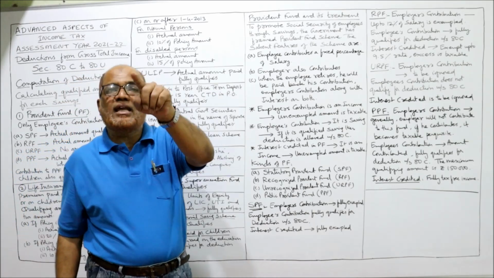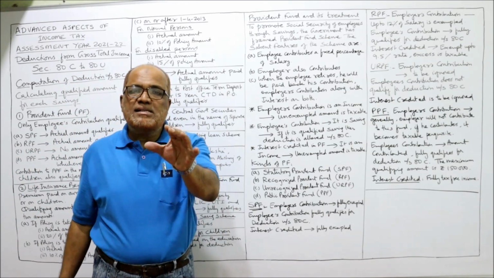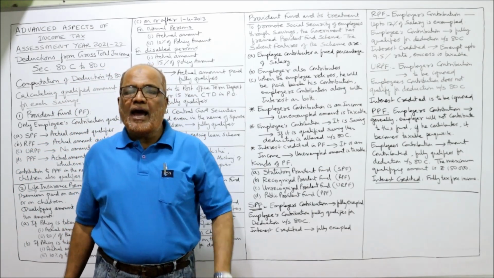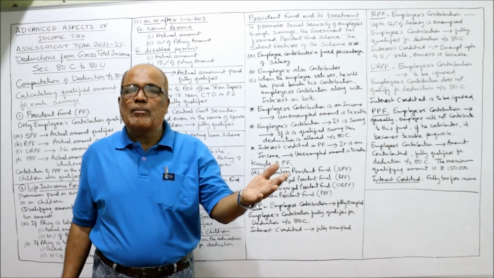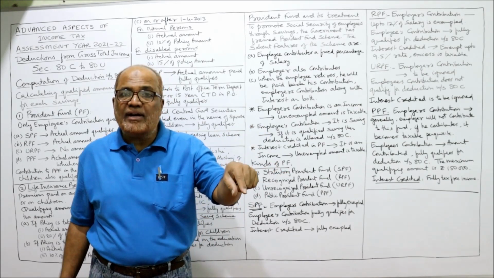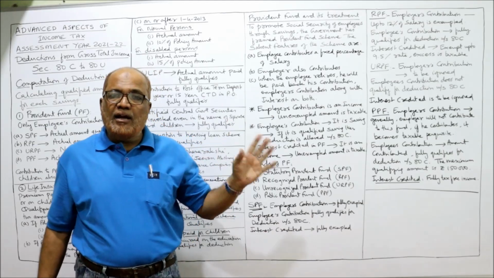The employer's contribution is an income. The unexempted amount is taxable. And the employee's contribution is a saving. If it is a qualified saving, he will get deduction.